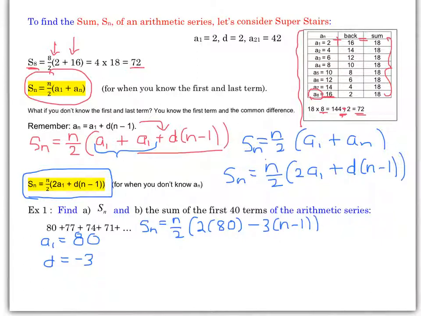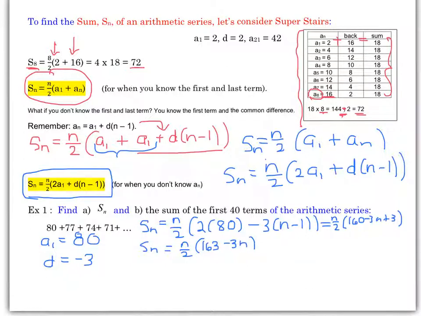So this will simplify out to n over 2. I have 160 minus 3n inside, well, I'm going to do it over here. N over 2, 160 minus 3n plus 3, which gives me 163 minus 3n. And that would be a general formula for the nth partial sum.